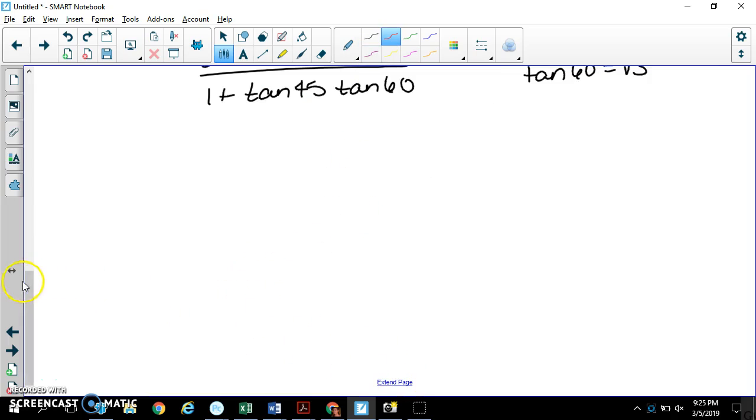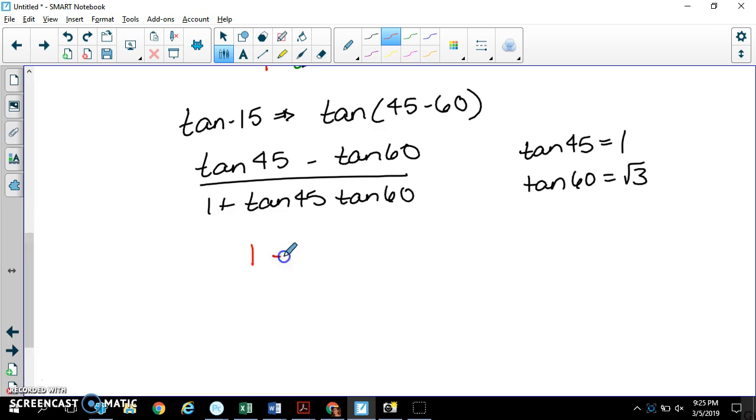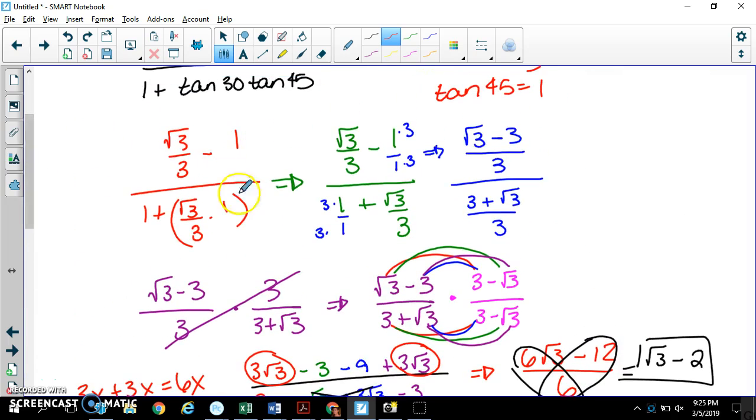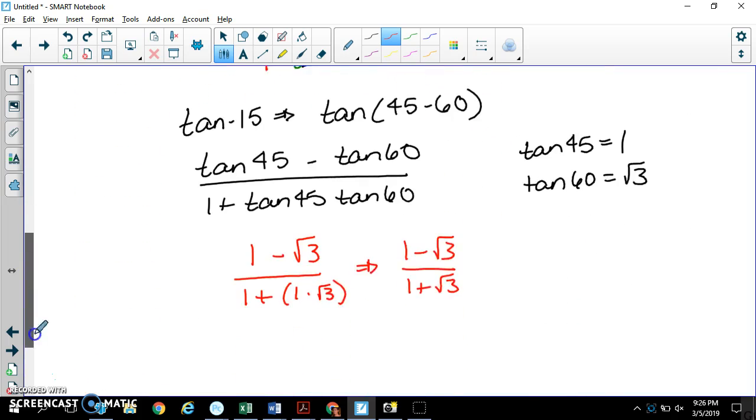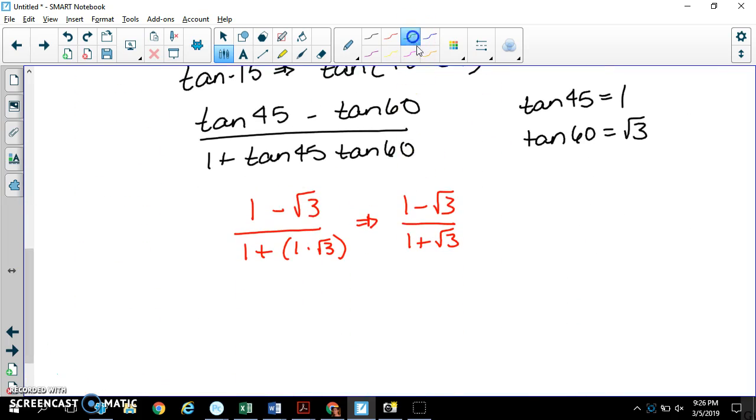So that's going to give me 1 minus square root 3 over 1 plus. Tangent 45 is 1, so I've got 1 times square root 3. So I just have 1 minus square root 3 over 1 plus square root 3. So right from the get-go, I have skipped all of this right here, and I'm now at this step right here. So you don't have to do all of this nastiness. If you do choose to do a square root 3 over 3, you're going to have a bad time.